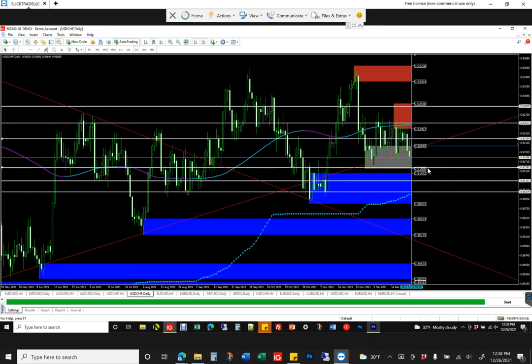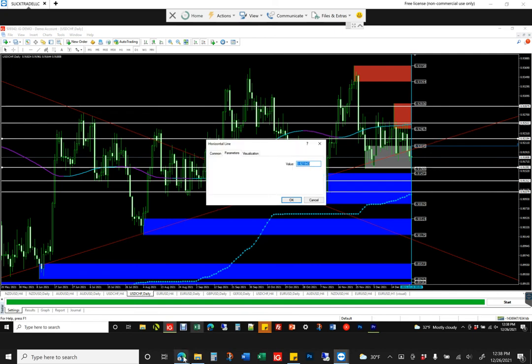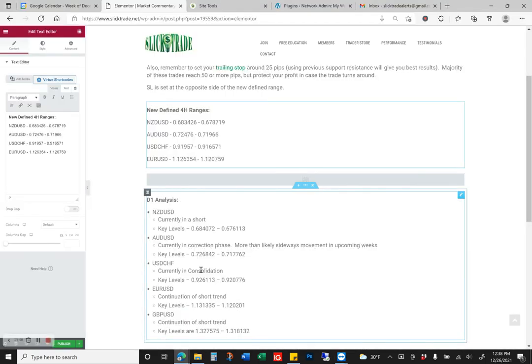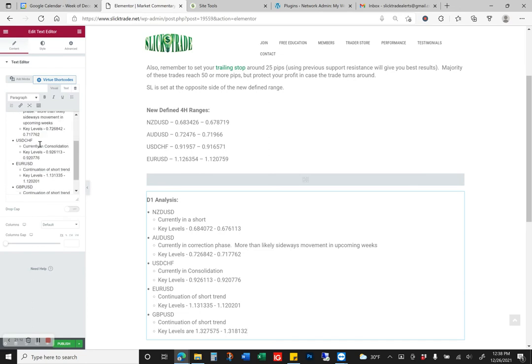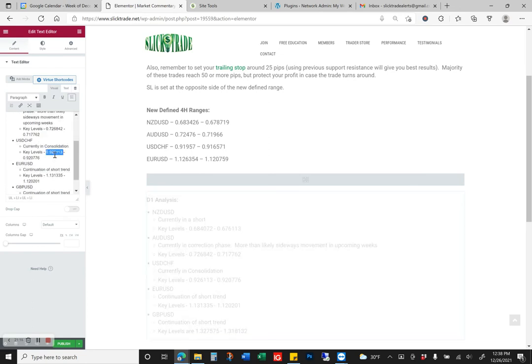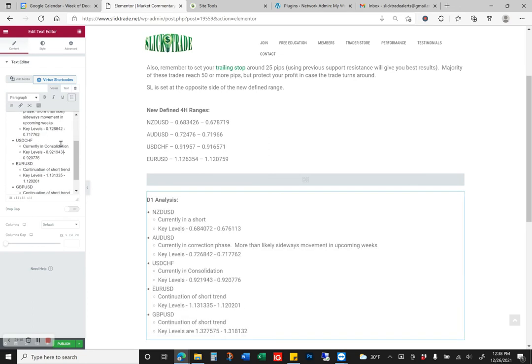So that's just my 2 cents. Like I said, on the daily, keep it between that 50 to 100. That's 59, so we're in the clear here. This is our upper key level. This still holds true that we're currently in consolidation.